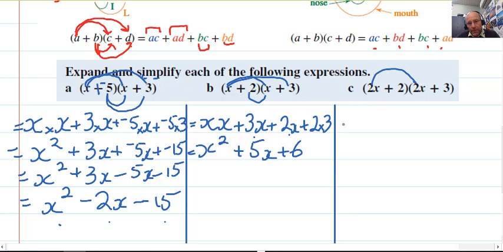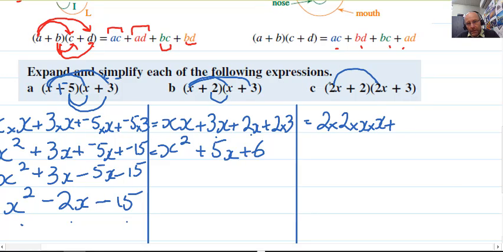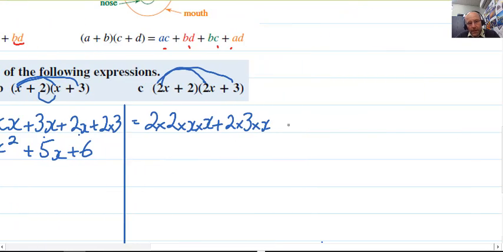Last one. Be careful of this one. First by first, 2x times 2x is 2 times 2 times x times x. We'll come back to that in the next line. Okay. First by second is 2x times 3, which is 2 by 3 by x. Put the coefficients first. And then second by first plus 2 by 2 by x. And lastly, second by second is 2 times 3.